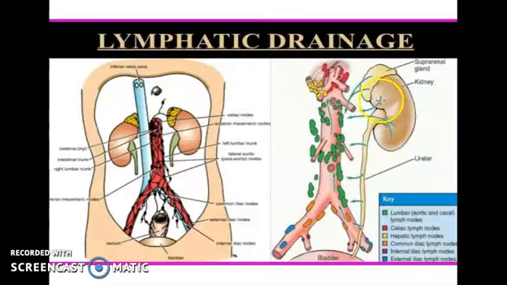The lymphatics drain from the kidney into the lateral aortic lymph nodes, which are following the course of the blood vessels.